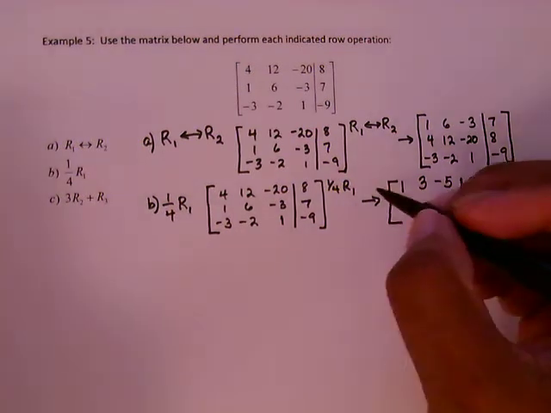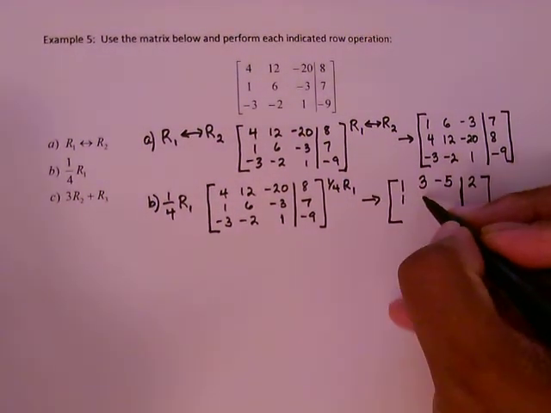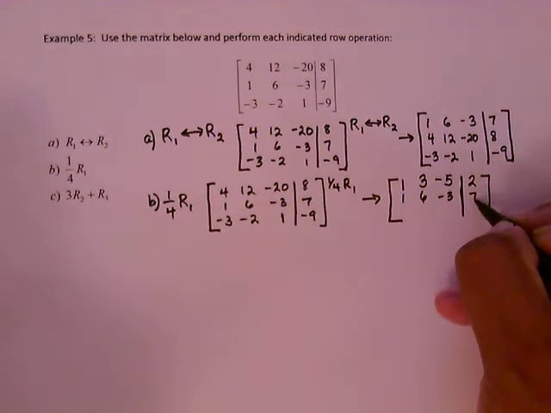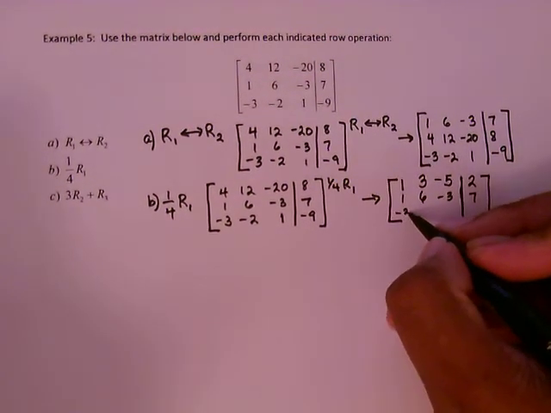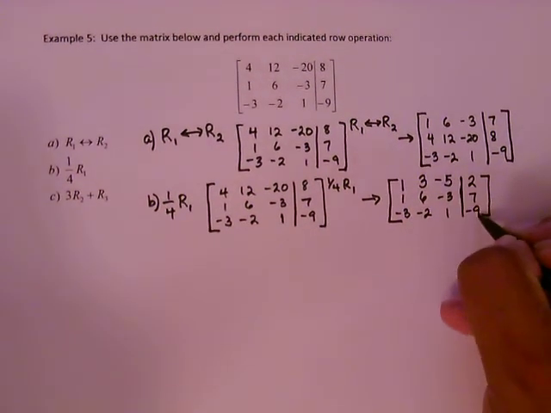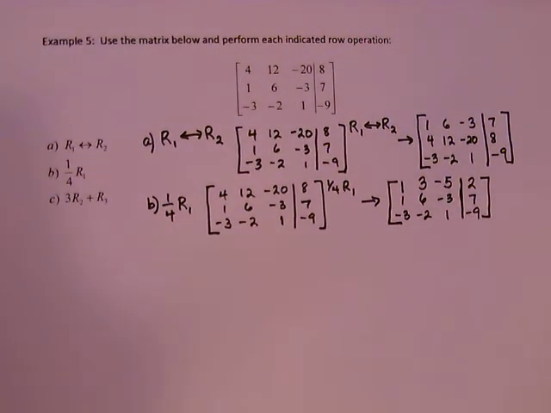And then the other row 2 will remain the same, so I can copy that over. And row 3 remains the same, so I'll copy that over. So that is what your matrix looks like after doing 1/4 times each element in row 1. Okay, so that's part B.